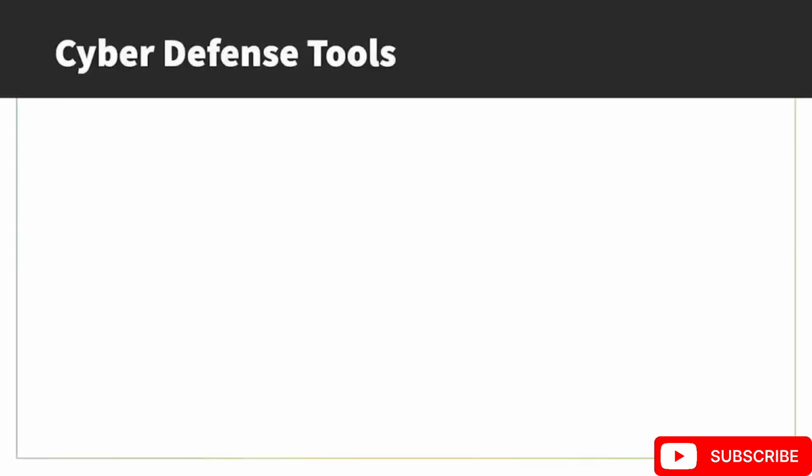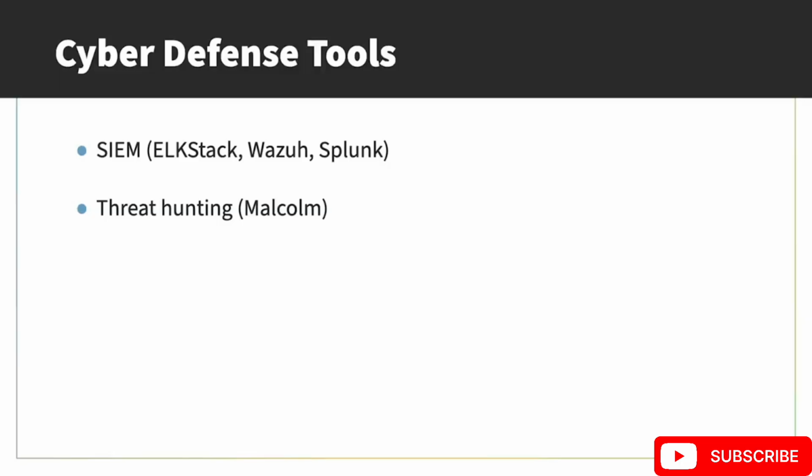In a complete cyber range, we'd have a range of cyber defense tools running on the Kali Purple platform, such as SIEM systems, like ELK Stack, Wazuh and Splunk. A threat hunting system, such as Malcolm, which provides intrusion detection, packet capture and session analysis. Velociraptor, a tool used for responding to incidents, and much more.